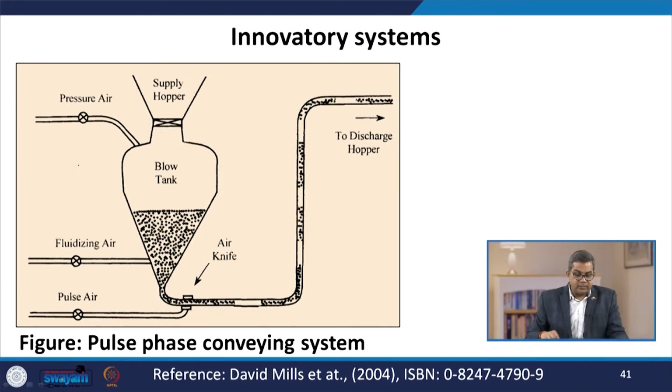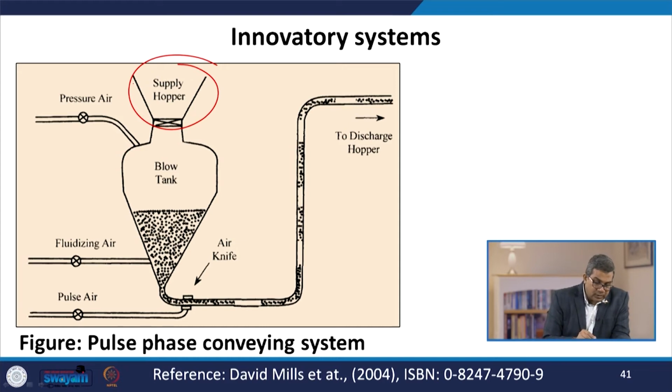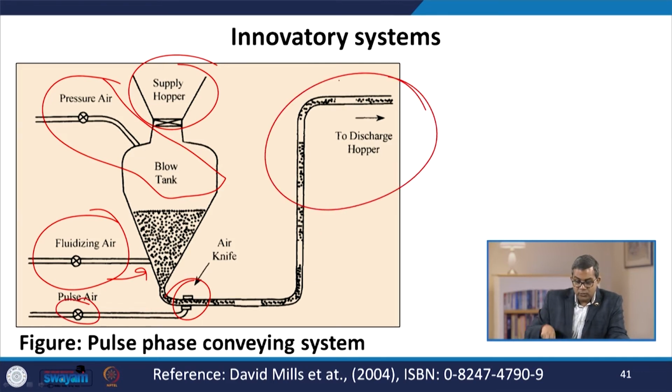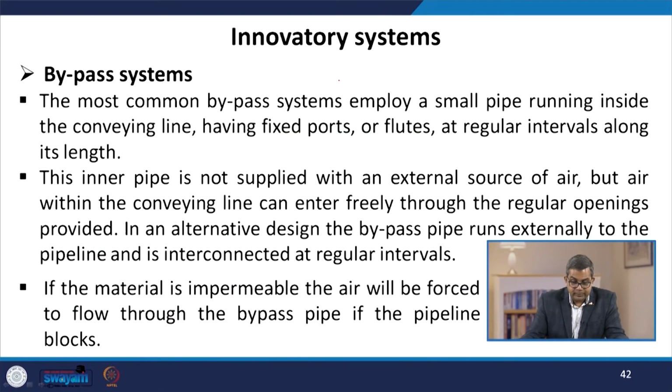Now, here you see the innovatory system. You are having the supply hopper. If you compare with the previous figures, the blow tank is having this pressurized air and fluidized air is also supplied to the bottom of this blow tank. Here we are having this air knife with the help of a pulse air, and as usual we are having one discharge hopper.